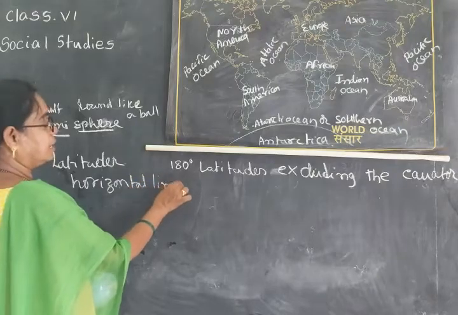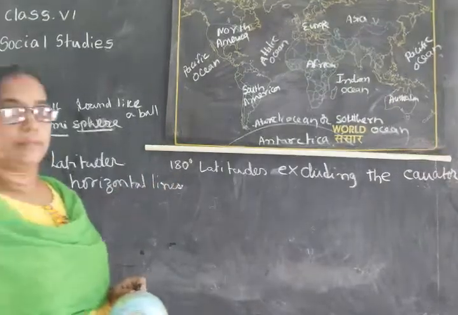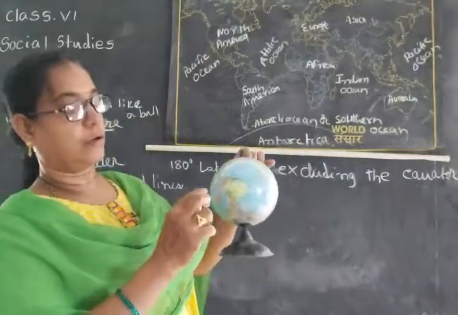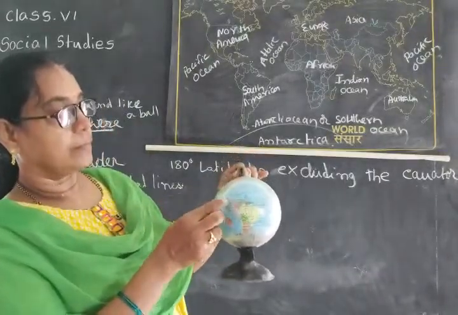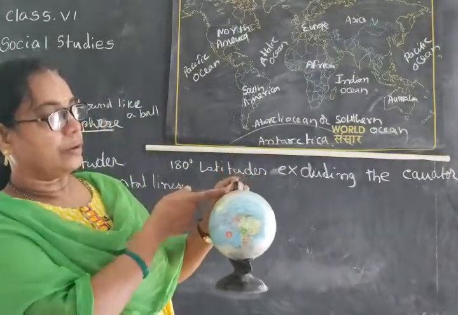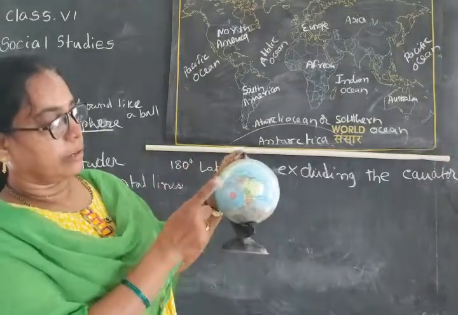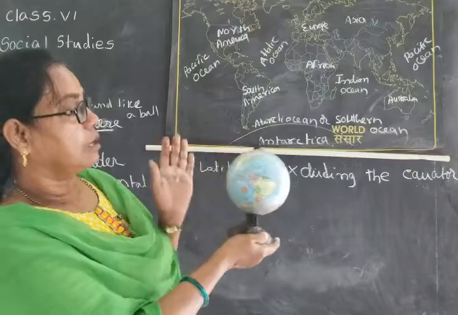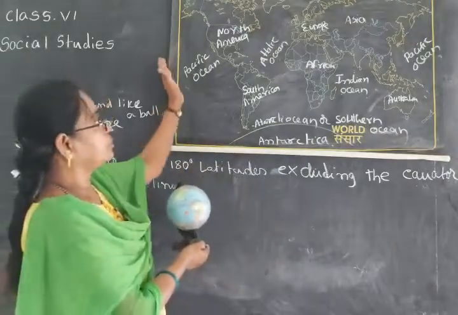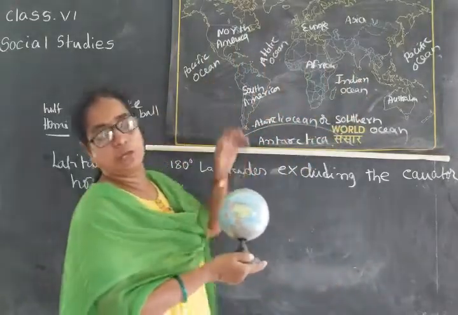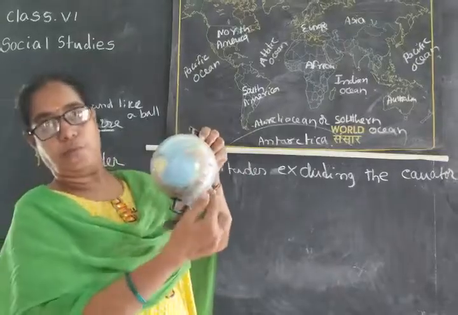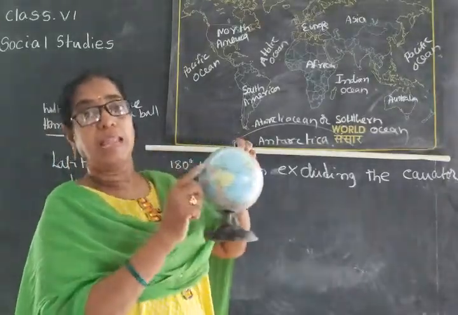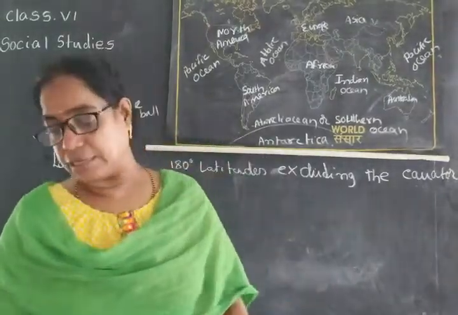Latitudes are horizontal lines drawn horizontally on the globe from the equator to the North Pole. These are drawn from west to east. West means left side to right side. West to east, around the globe. That's why the shape of the latitudes is a circle.